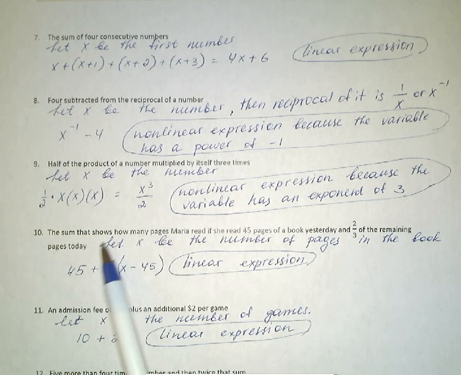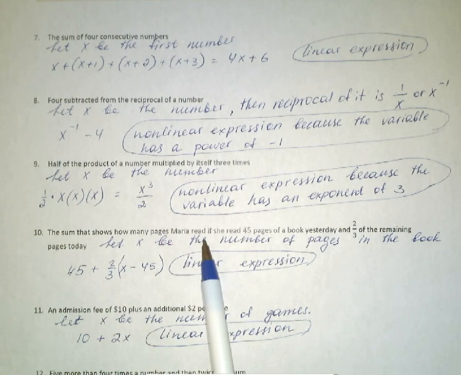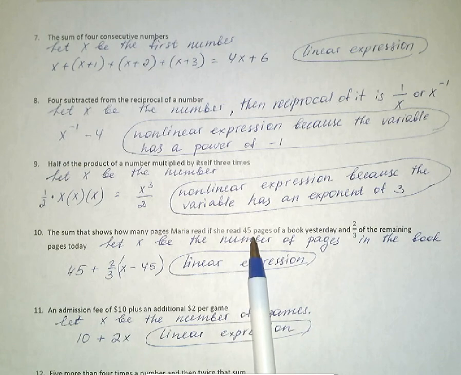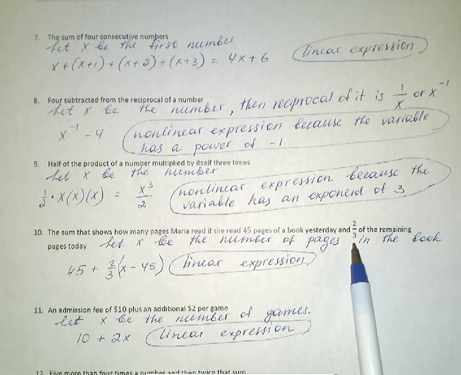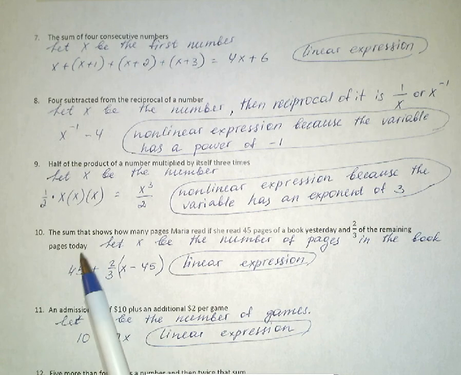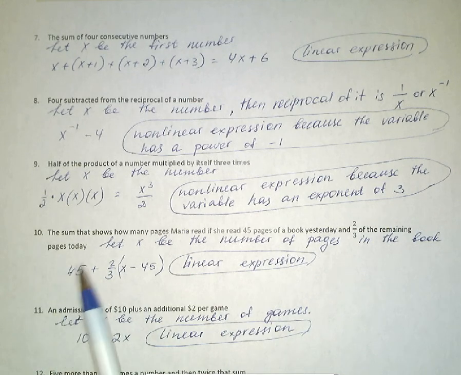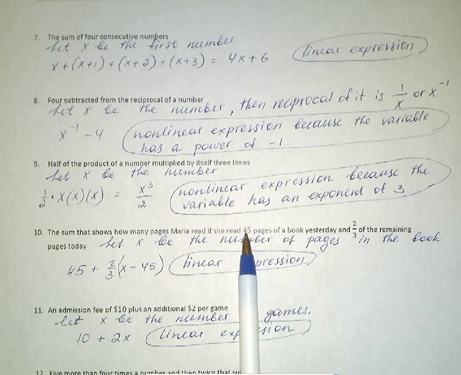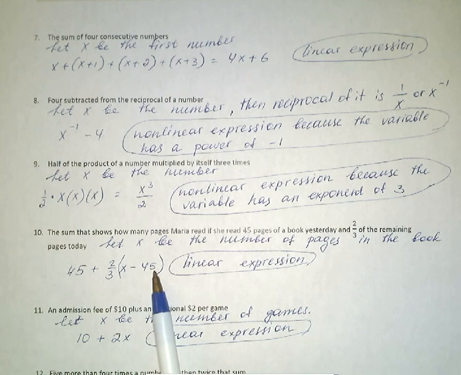Number 10. The sum that shows how many pages Maria read if she read 45 pages of a book yesterday and 2/3 of the remaining pages today. So this one is a little tricky because if x is the number of pages in the book and she read 45 pages yesterday, so she today read less than 45 pages, x minus 45. Right? 2/3 of that is going to be 2/3 of x minus 45.